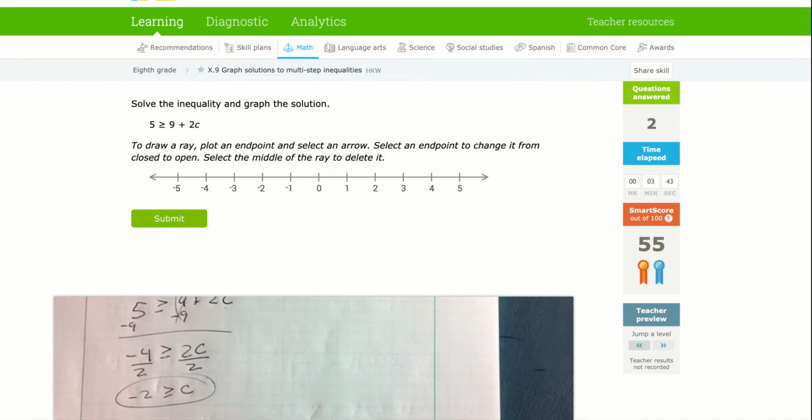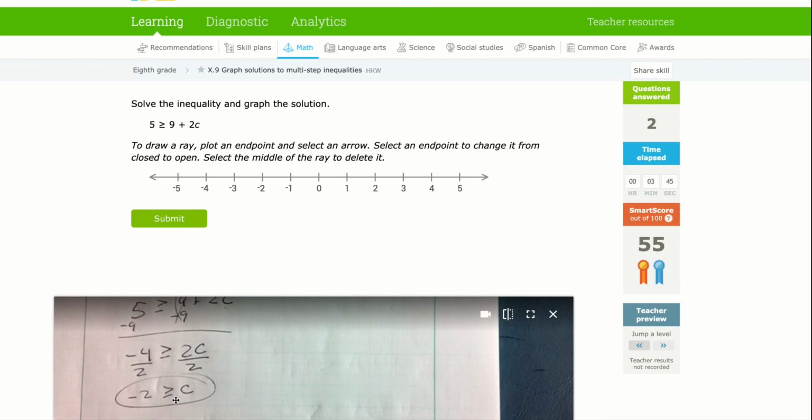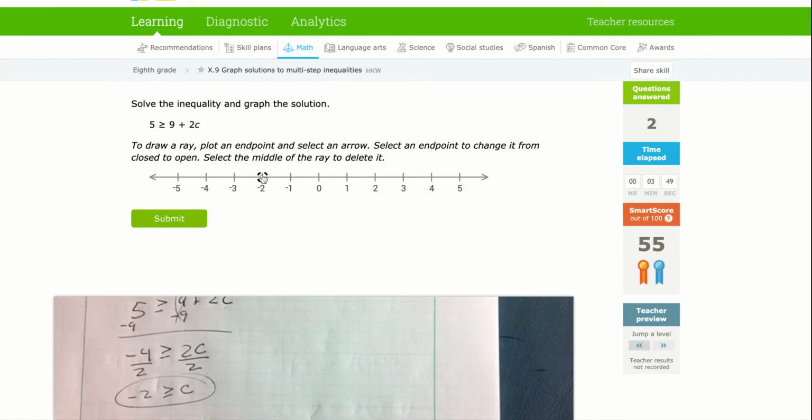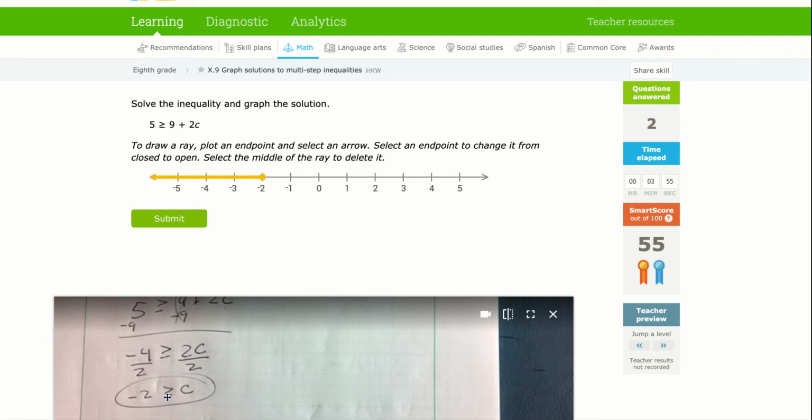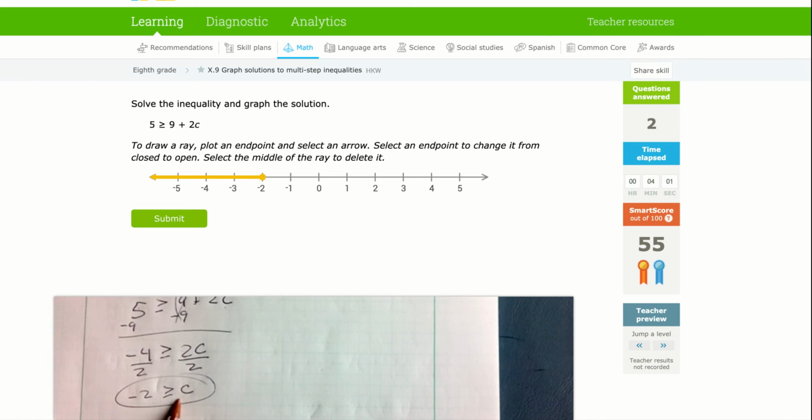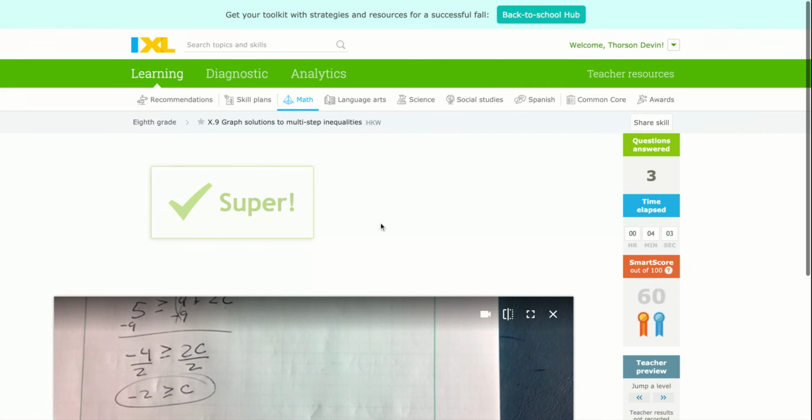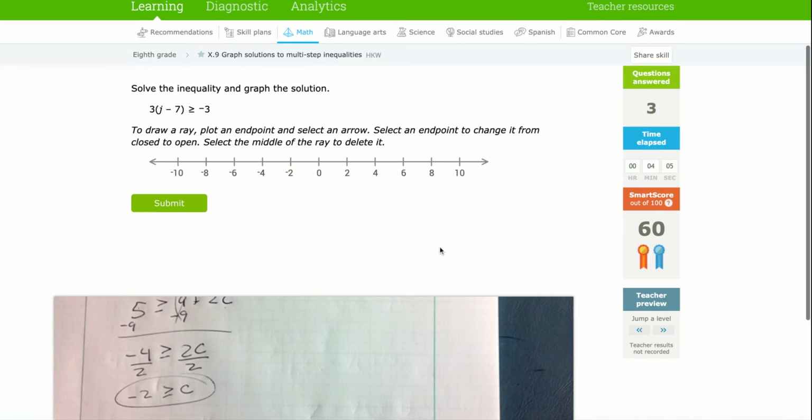Now be careful. c is less than negative 2. Less than means more negative numbers. So what I'm going to do is start here. I'm going to go to negative 3, negative 4, negative 5, negative 6. And if you'll notice, that arrow or the inequality symbol is pointing in the wrong direction. That's because the c was on the right side of the inequality. So don't make that mistake.